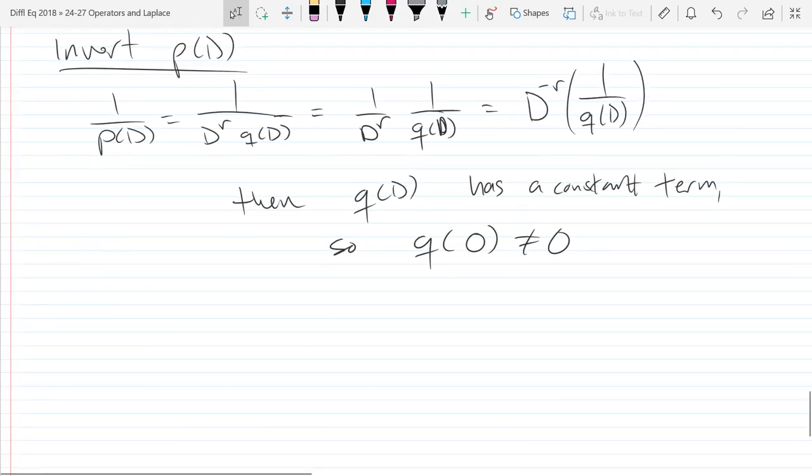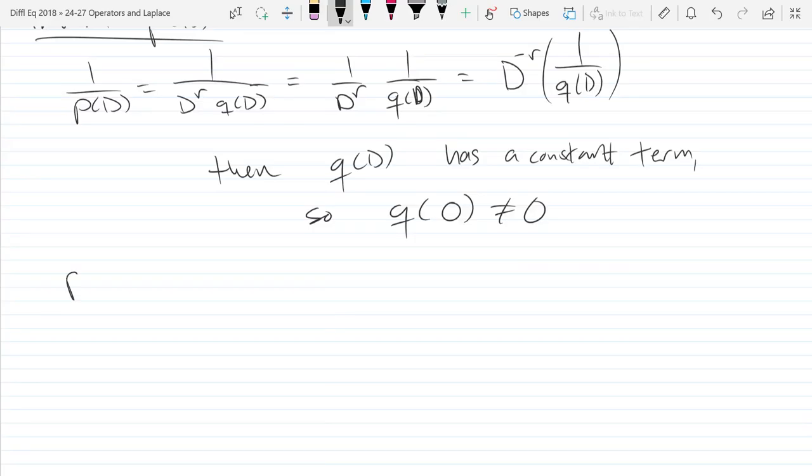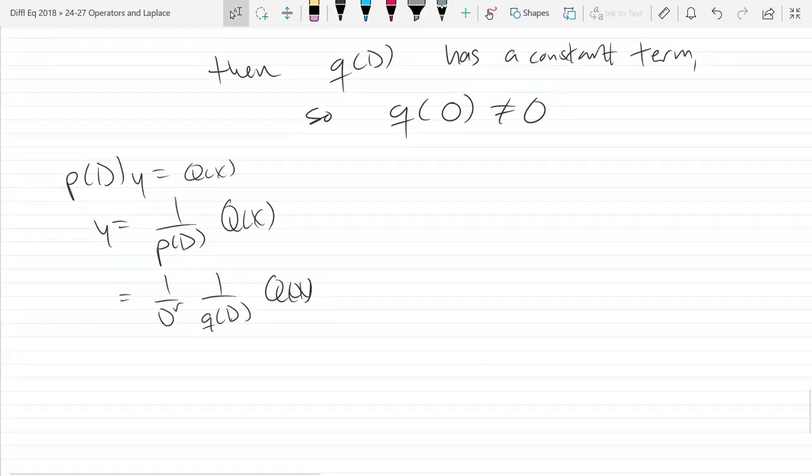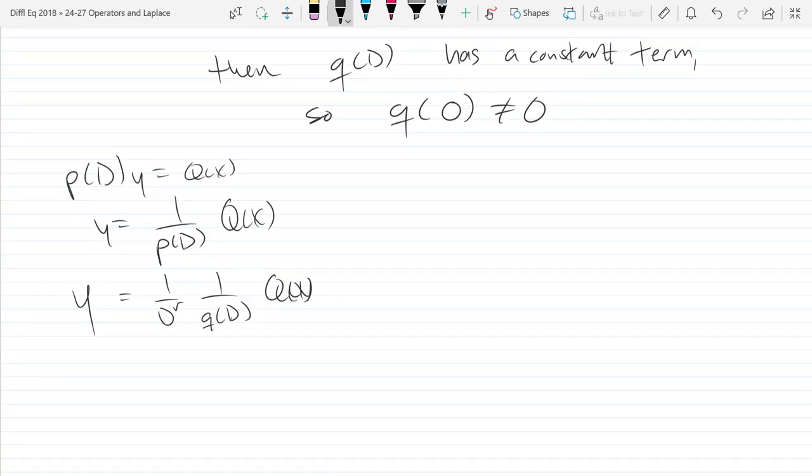So let me write the operator applied to an actual function. Unfortunately, I'm going to use capital Q as the function because I think that's what the book uses. So if our original is P(D)y equals Q of x, we're going to invert the operator. Easy to write, hard to compute. And then if we can factor out that 1 over D to the r, we do that. And then we're left with Q of D. This order does matter.